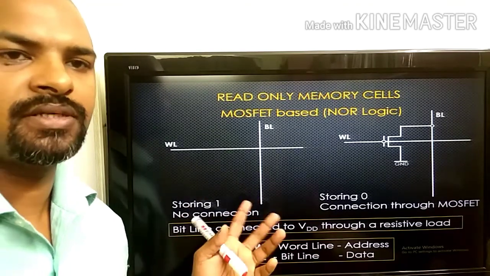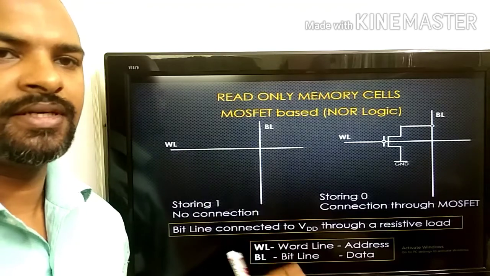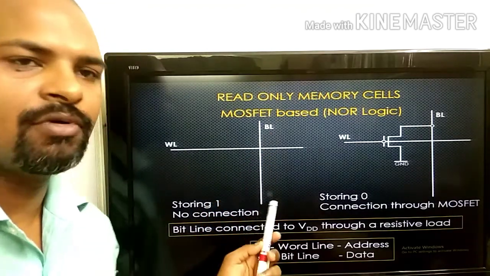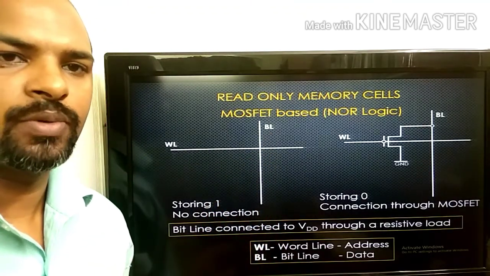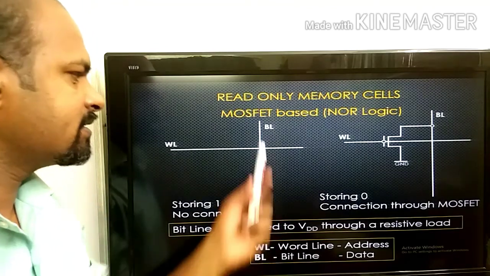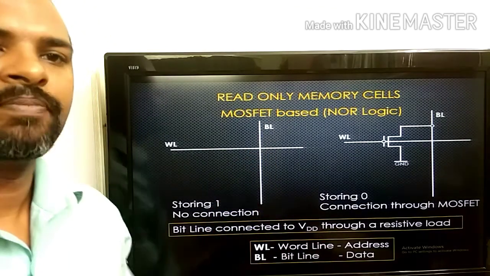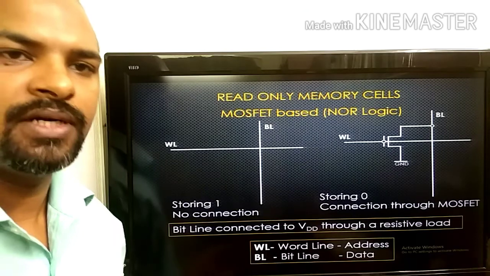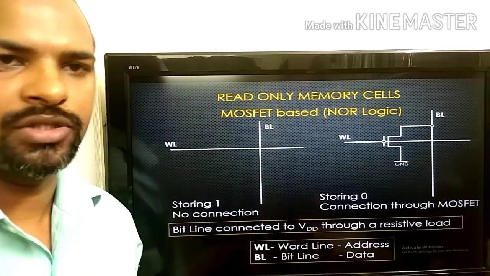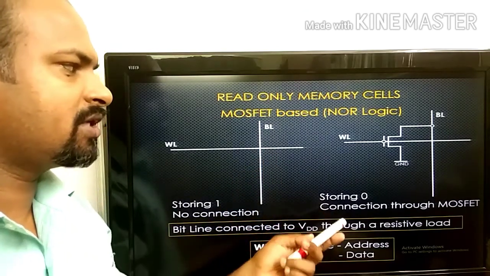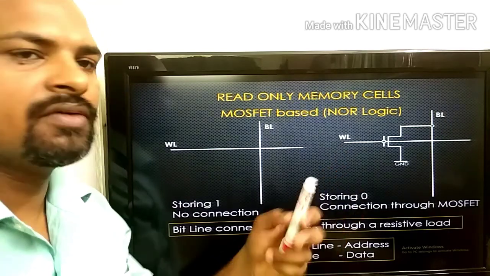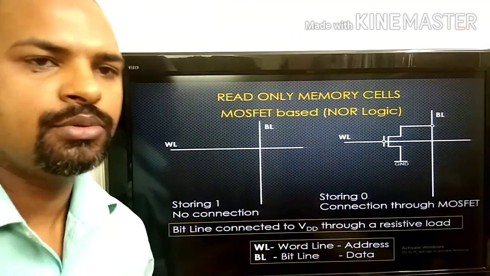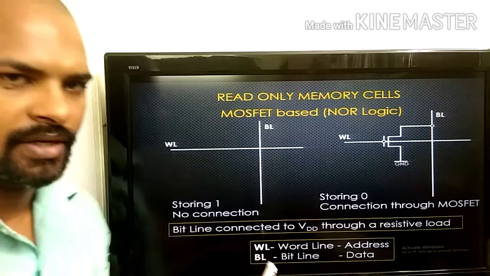In our previous two memory cells, the bit line is by default connected to ground through a resistance, but here this bit line is connected to a VDD voltage. So by default this bit line is at logic 1, and by enabling this word line, we are actually trying to pull it down to ground level. So how is it working?